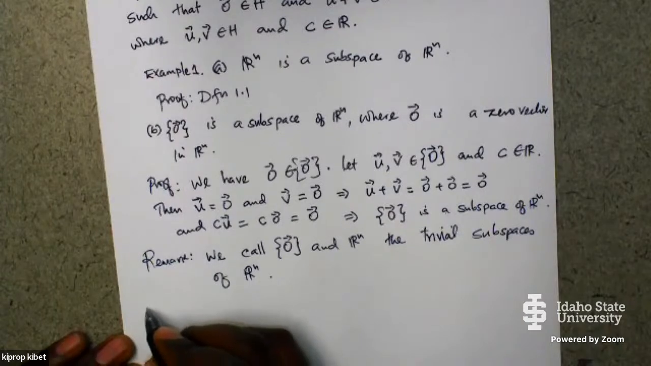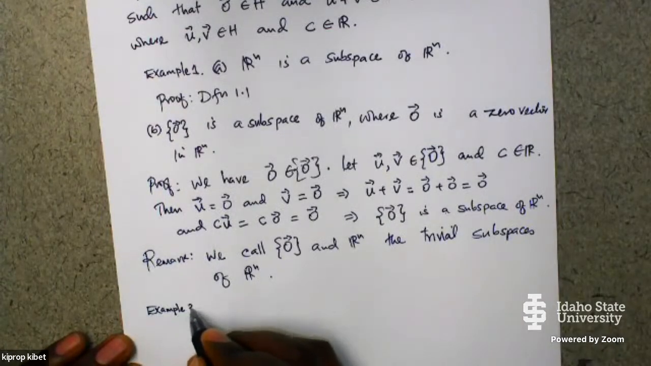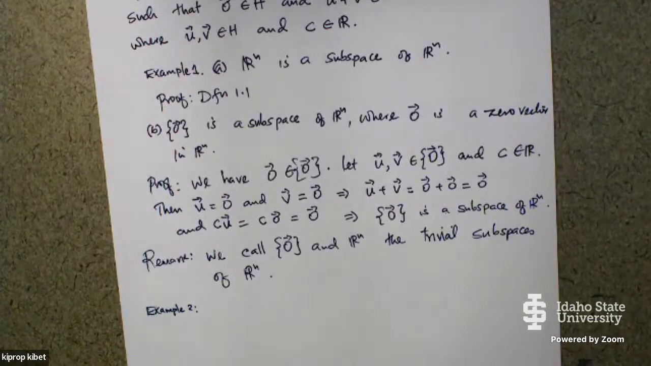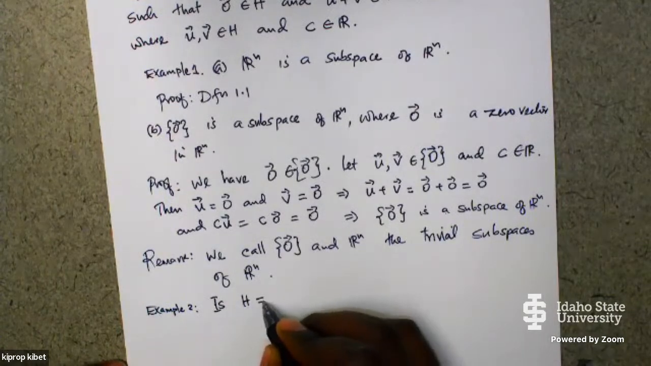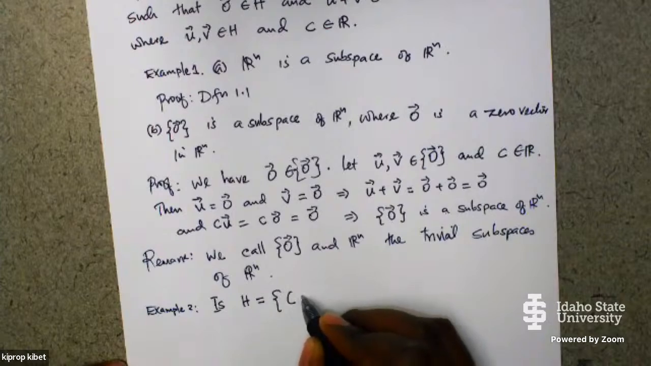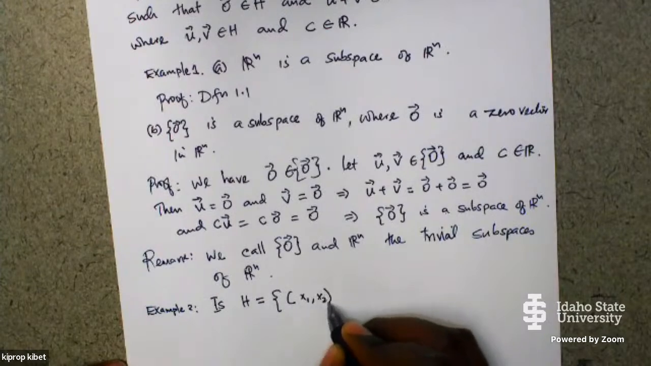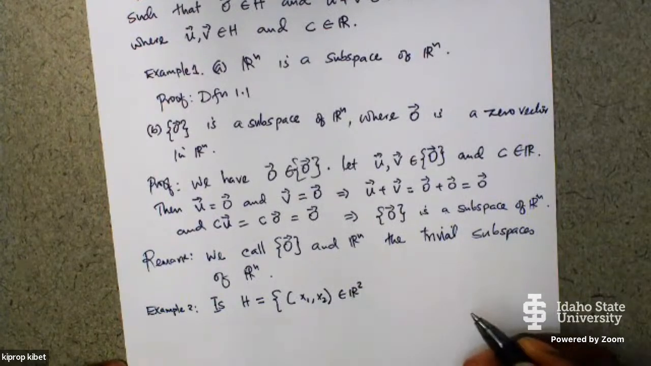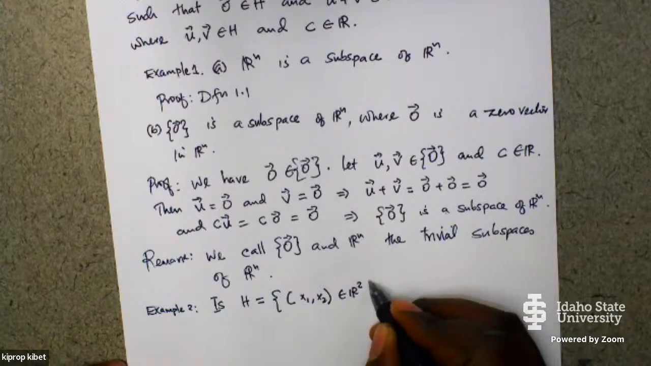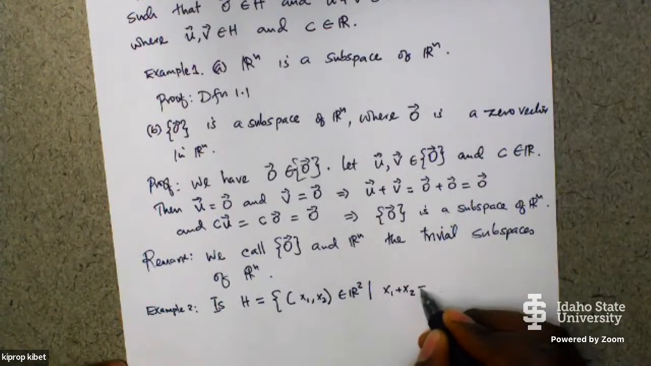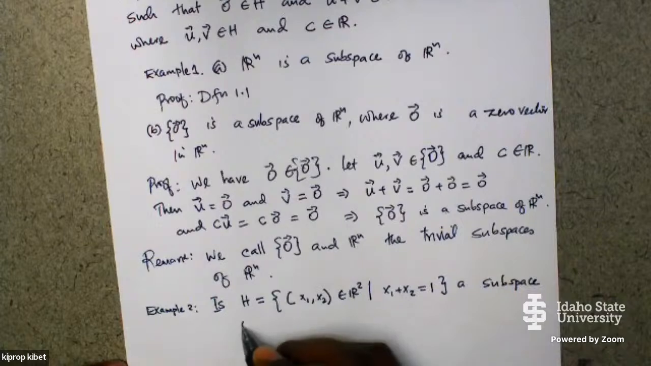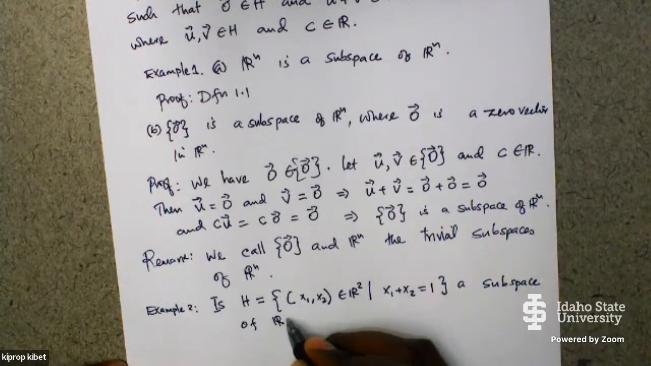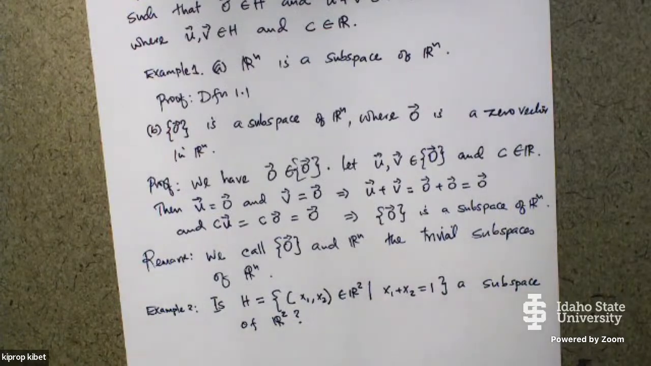Example number 2. H, which is equal to x1, x2 in R2, whereby x1 plus x2 equals 1, is a subspace of Rn, in this case R2. Is it a subspace of R2?